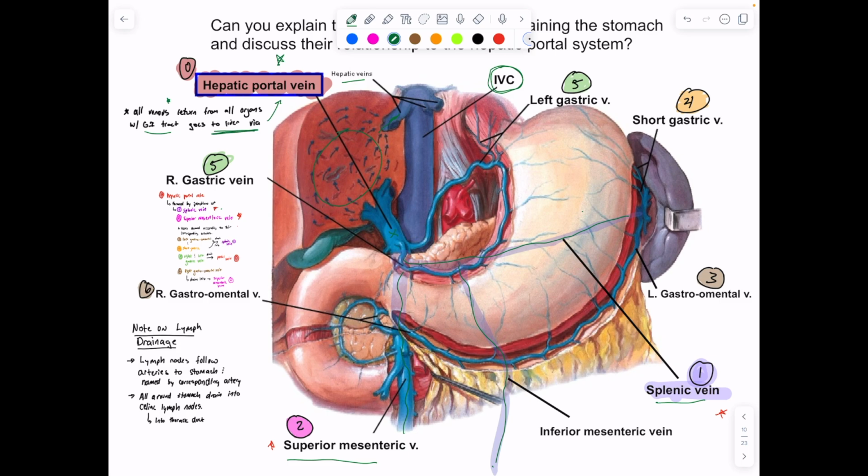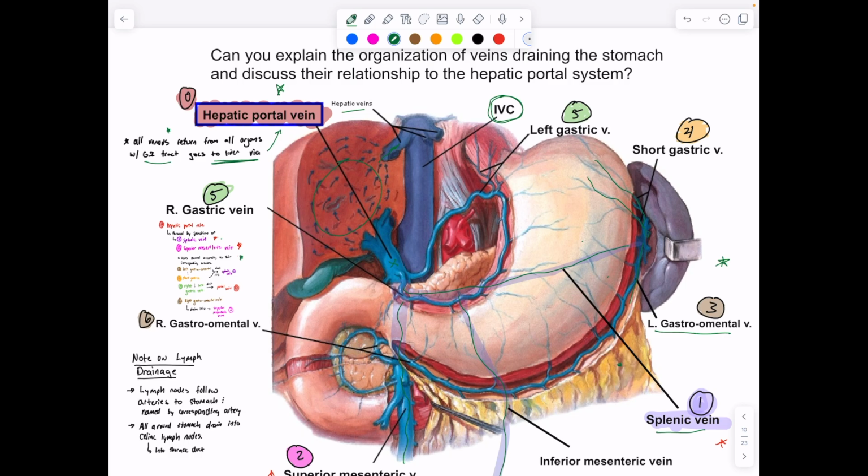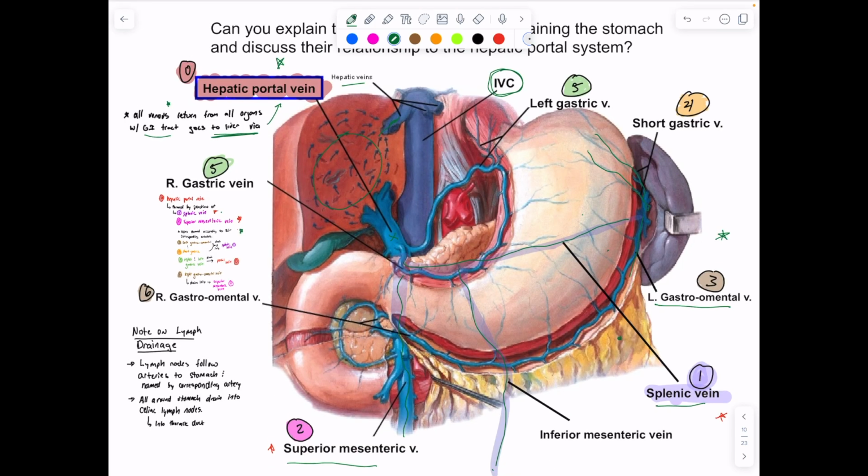Overall, we can also see that we have other veins that are named according to their corresponding arteries. So we have the left gastro-omental, right, the left side of the body, gastro-omental, stomach, omentum. Then we have the short gastric veins coming up alongside the short gastric arteries. Okay, which short gastric arteries came off of the splenic artery. Then we have the right and left gastric veins. So we have our left gastric vein here, our right gastric vein here, and just like with the arteries, they anastomose along the lesser curvature of the stomach, and they're draining into our hepatic portal vein as well.